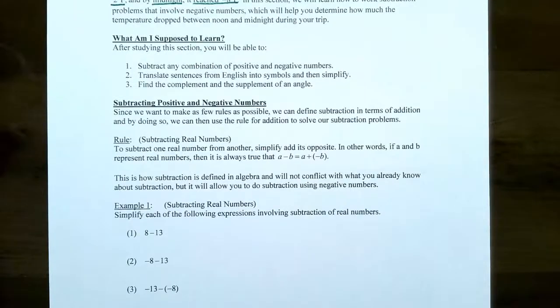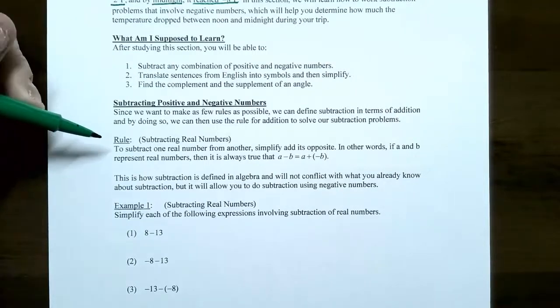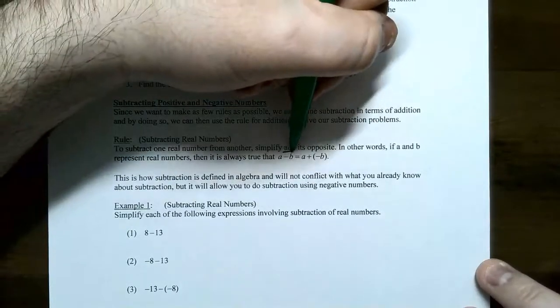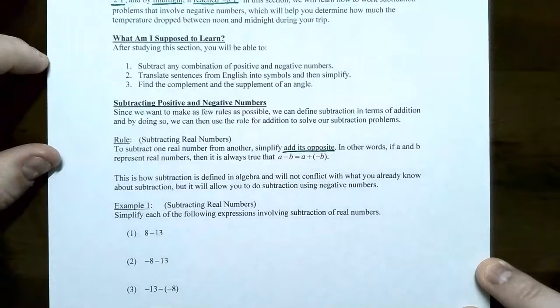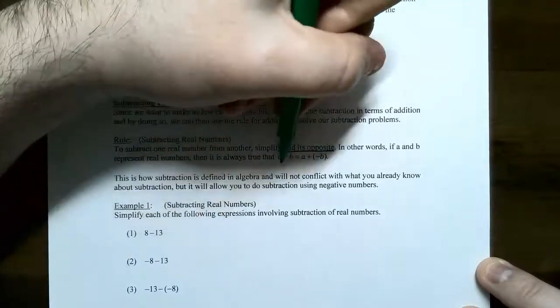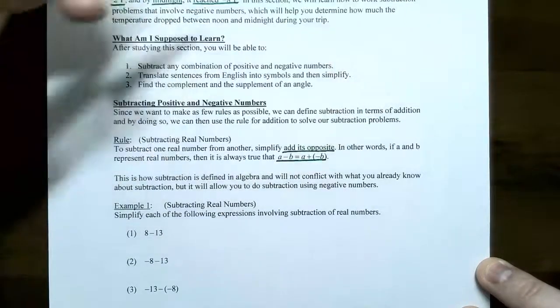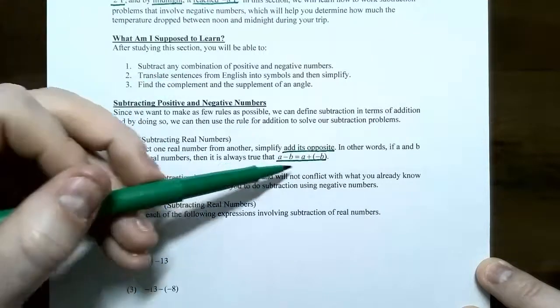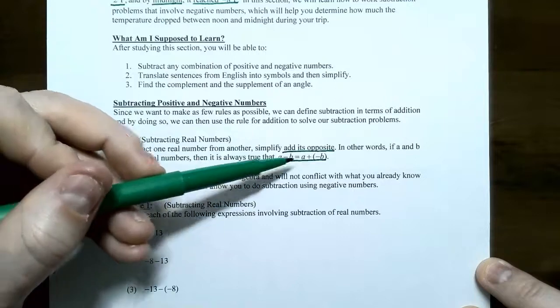Let's start by talking about subtracting positive and negative numbers. Since we want as few rules as possible, it's really convenient to talk about subtraction in terms of addition. So that's what we're going to do in this section. If you want to subtract one real number from another, you basically add the opposite of the number. What that means is that if A and B are real numbers, then A subtract B equals A plus the opposite of B. This is always going to be true. So you can always change subtraction problems to addition problems.